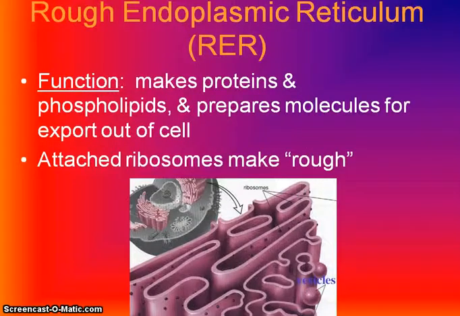The rough endoplasmic reticulum, or RER, its job is to make proteins, phospholipids, and also help to prepare molecules to be exported out of the cell to other locations in the body. And what's attached to it, it's a series of membranes, and you can see these little dots that are attached to it. Those are ribosomes. Ribosomes is where proteins are made, and that's what helps to give it that rough texture.